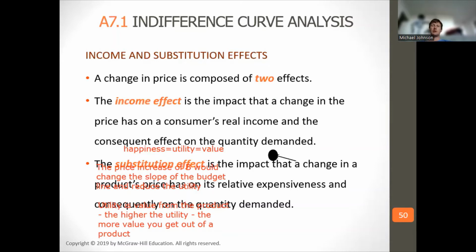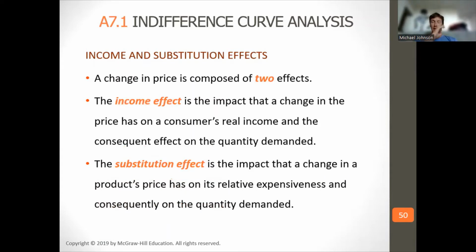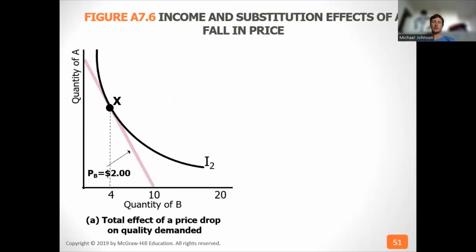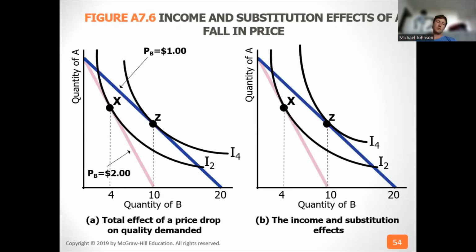So a change in price is composed of two effects. The income effect is the impact of the change in the price on the consumer's real income, and the consequent effect on the quantity demanded. Substitution effect is the impact of the change in a product's prices on its relative expensiveness and consequently on the quantity demanded. So you can measure both effects.